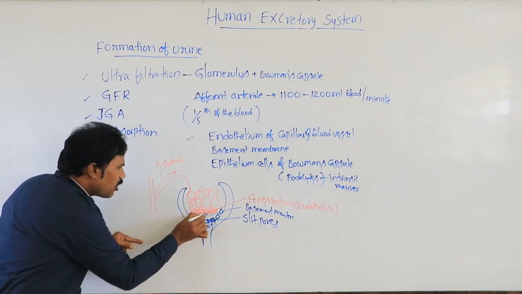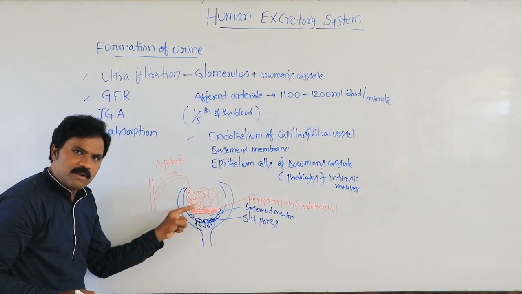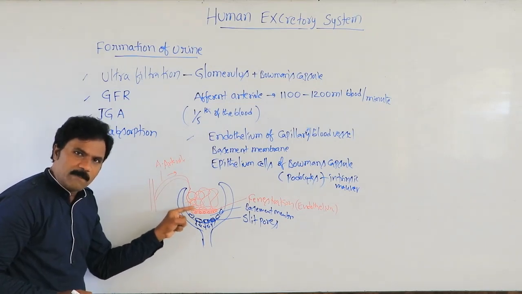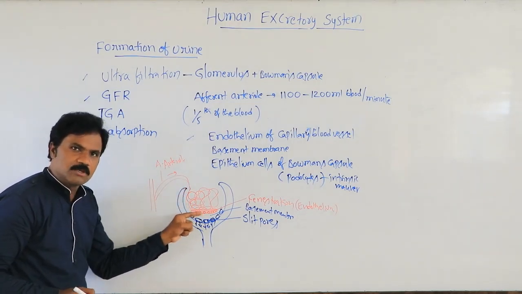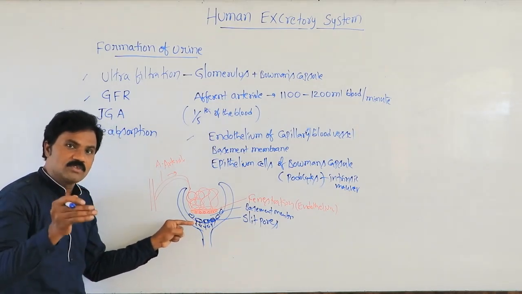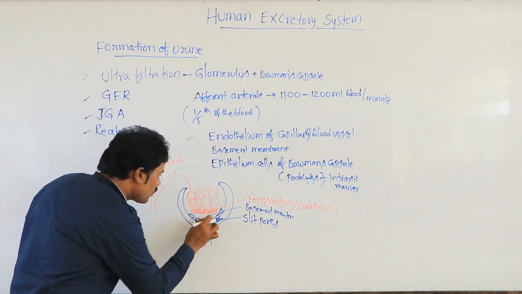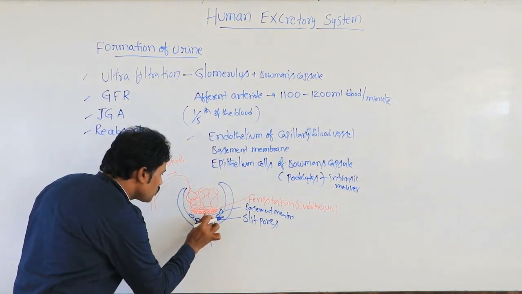In between, a small membrane is there. For understanding purpose, I drew this much space. Between the capillary endothelium with its fenestrations, and the epithelium with podocytes, there are small gaps. Those gaps we call slit pores. These podocytes leave small gaps.